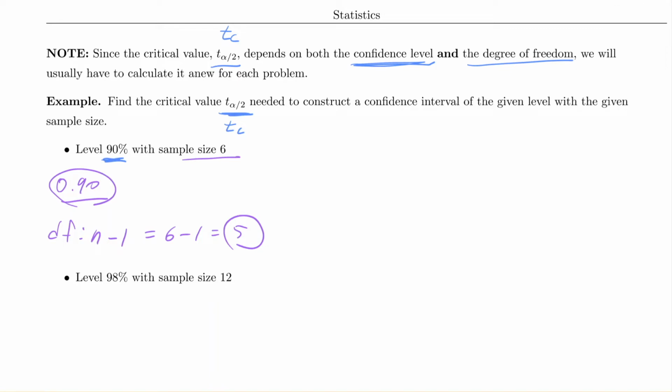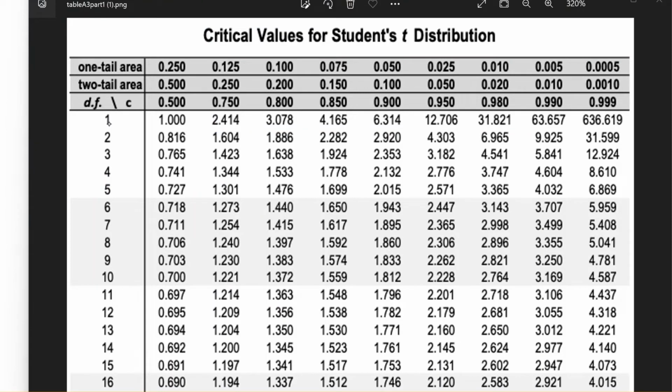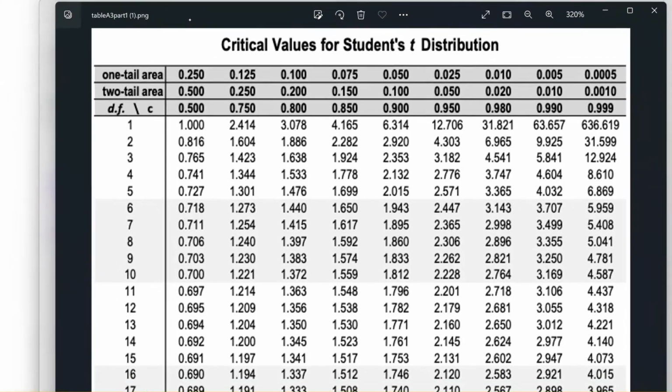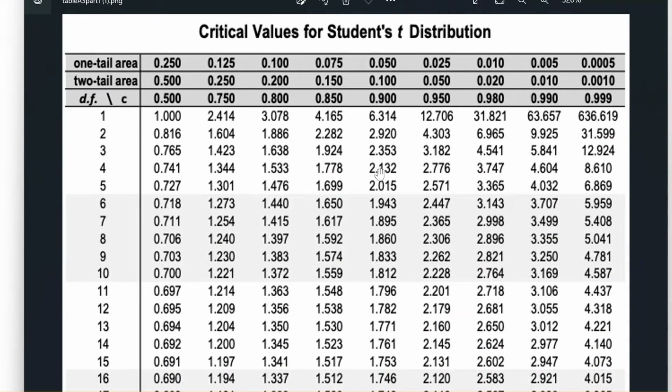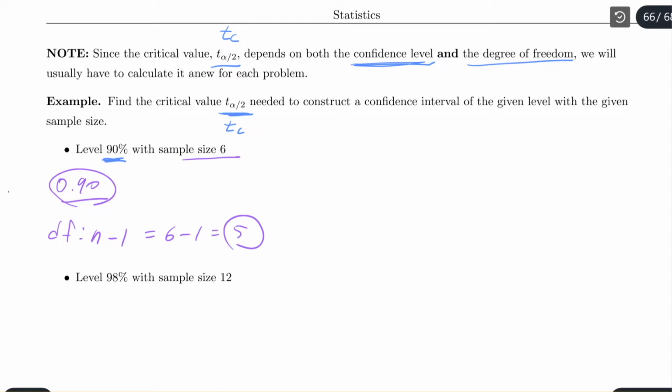So let's go to the table. First, our degrees of freedom is 5, so we look at this entire row right here. You can see my hand right here. Since it's asking for 90%, 90% is here and 5, so this would be the critical value, 2.015. 2.015 is the critical value for level 90% with sample size 6.